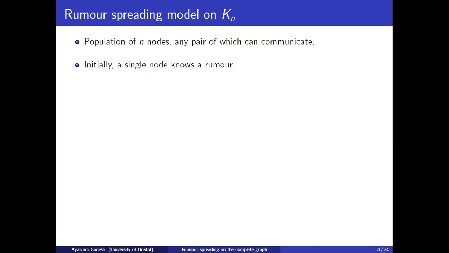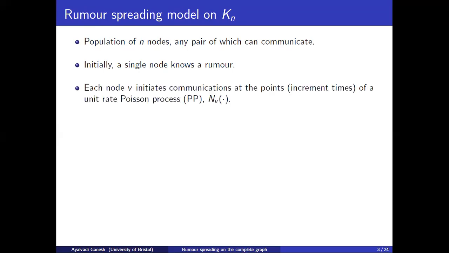Initially, a single one of these nodes or agents knows a rumor. And then everybody who learns this rumor is going to spread it. And we need a precise mathematical model of how the spread happens, the times at which it happens, who they choose to repeat the rumor to, and so on. And so we'll specify that model.